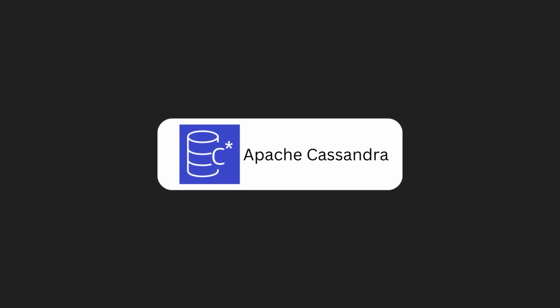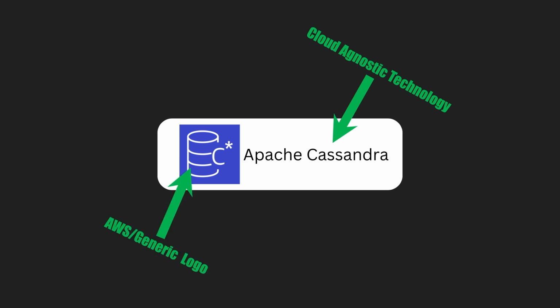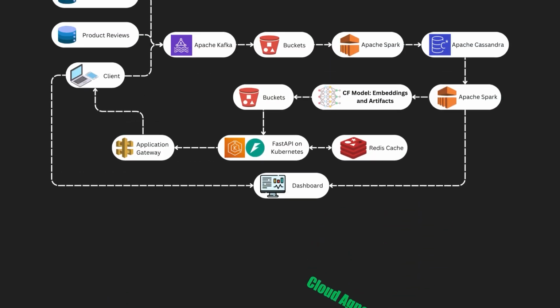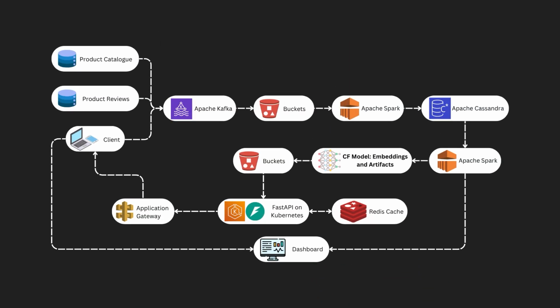So for example, each node will have a title on the right, which names the cloud agnostic technology. The logo on the left will either be a generic logo or the logo for the AWS implementation of that technology. So here is the target architecture.